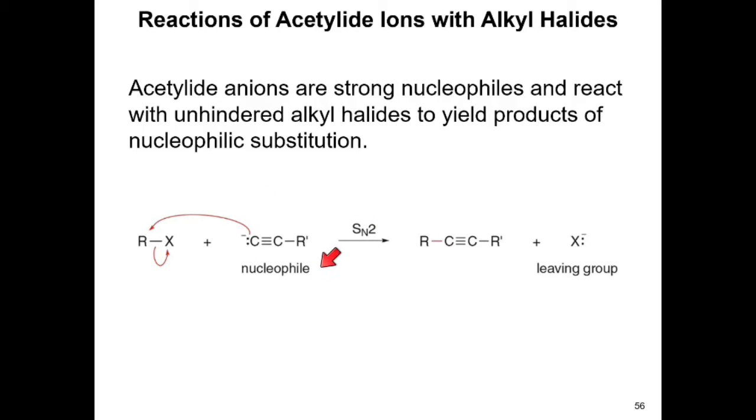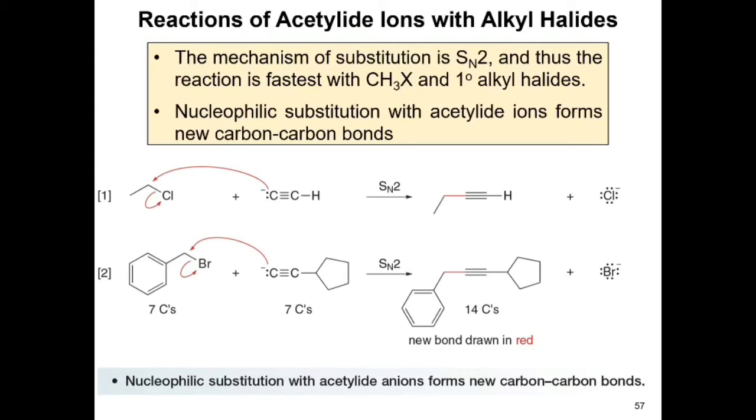So here you can see that we have an acetylide ion reacting with an alkyl halide to form the alkyne. And so because acetylide ions are reacting via SN2, they react best with unhindered alkyl halides such as methyl halides and primary alkyl halides. So here you can see that, as I mentioned earlier, acetylide ions react best with methyl halides and primary alkyl halides.